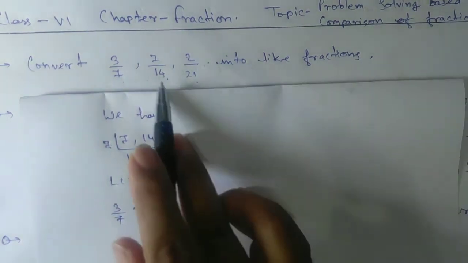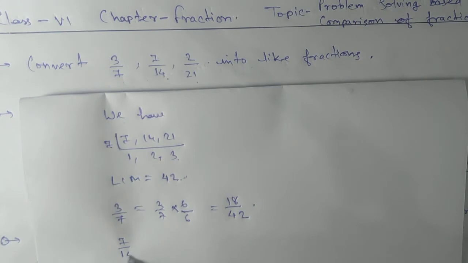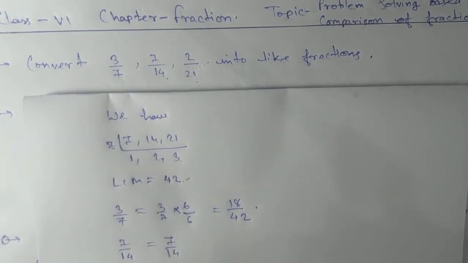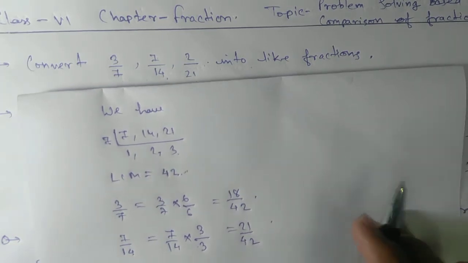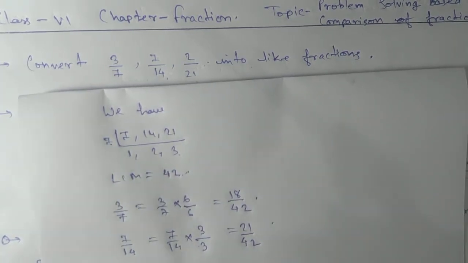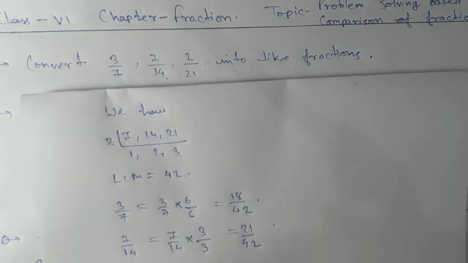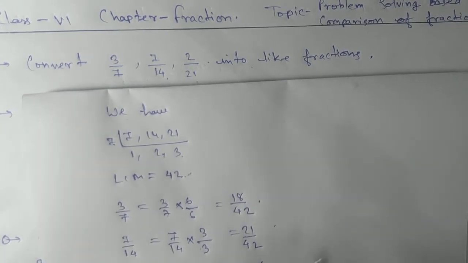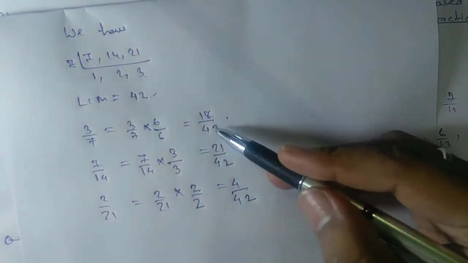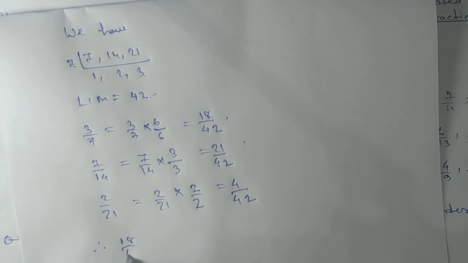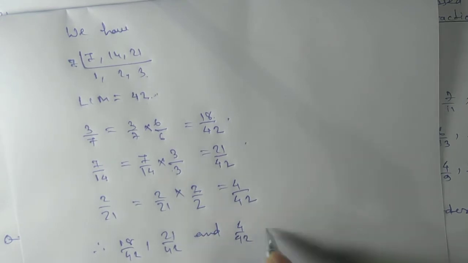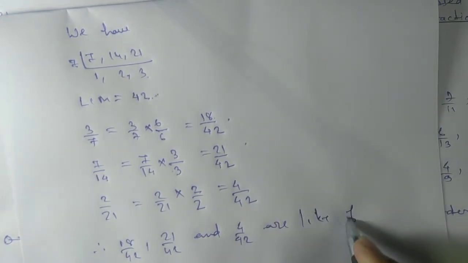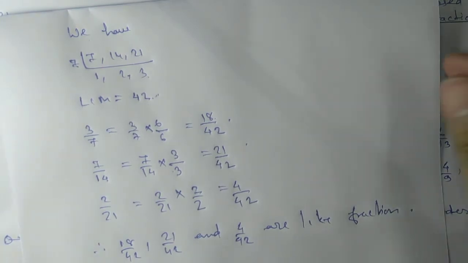Next is 7 by 14. What are we going to multiply here? Can you guess? Yes, 3. So 21 by 42. Next one is 2 by 21. What number? 2. So 4 by 42. Now you can see that 18 by 42, 21 by 42 and 4 by 42 are like fractions. This way we have to solve it.